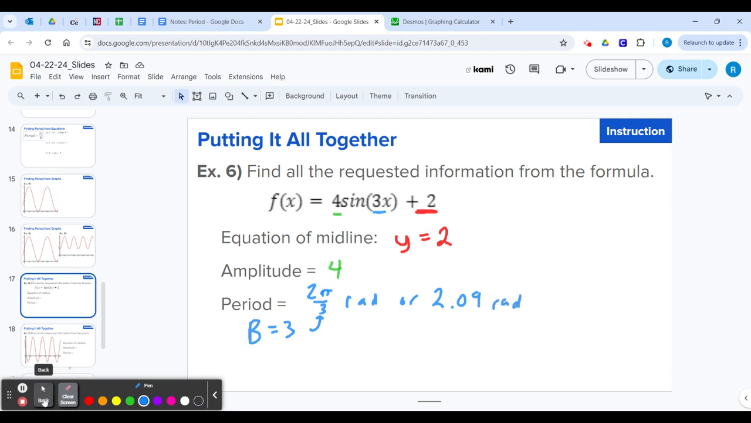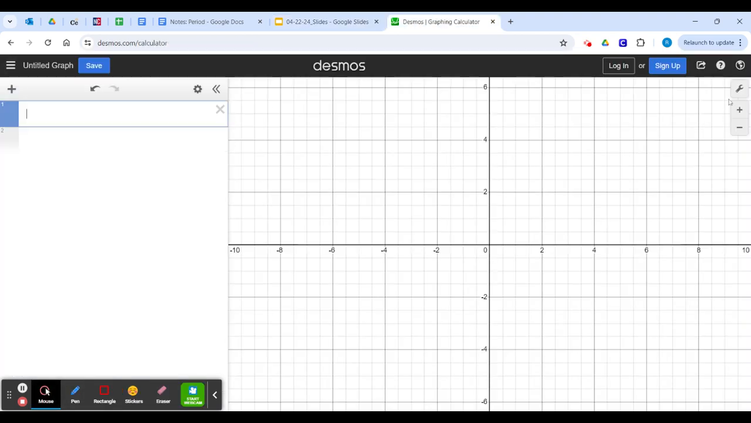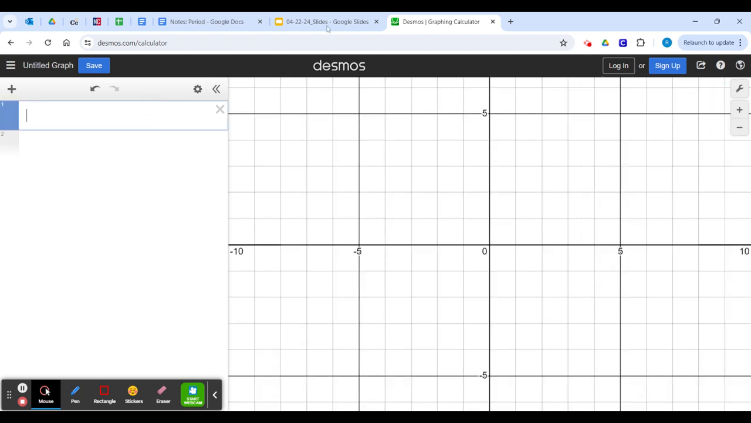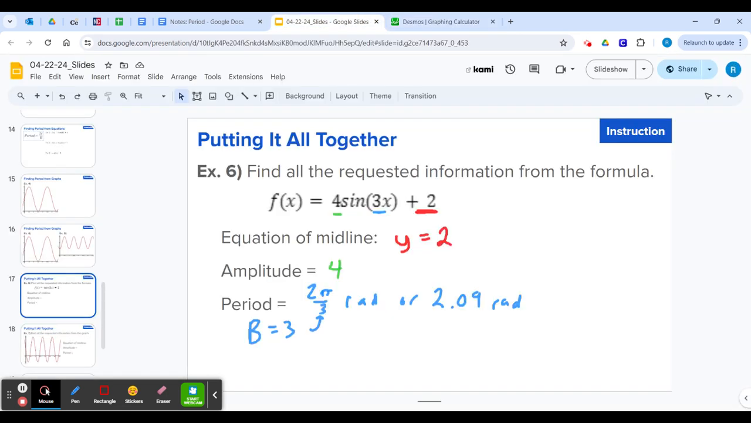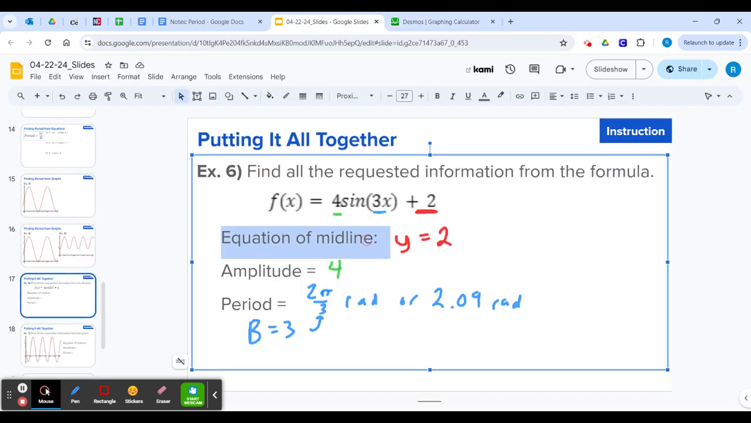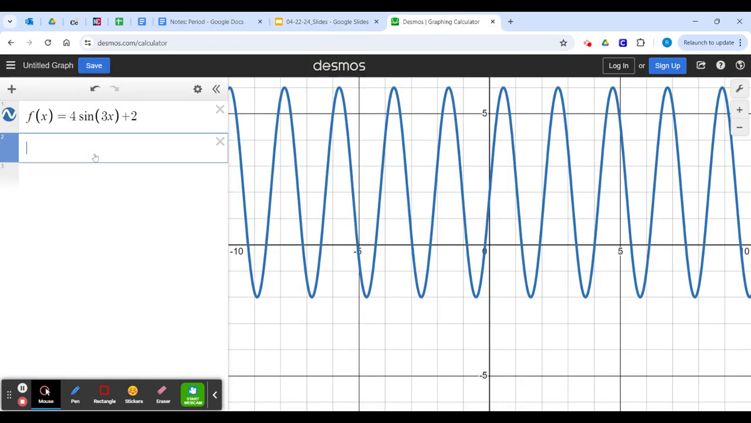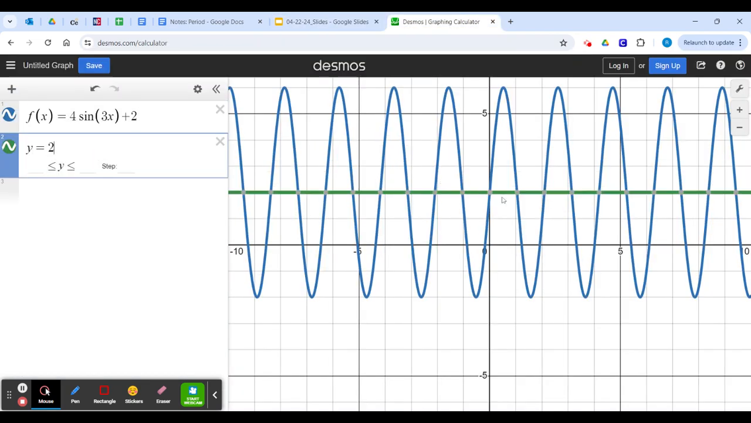And let's just graph this in Desmos real quick to see if this equation matches and these features match. So again, we're in radians, so I'm going to make sure my settings are in radians here. Then I'm going to type in f of x equals 4 sine of 3x plus 2, I think it was. Yep, that looks good. Let me check my equation of the midline. Oh, I lost some stuff there. We had that written as y equals 2.